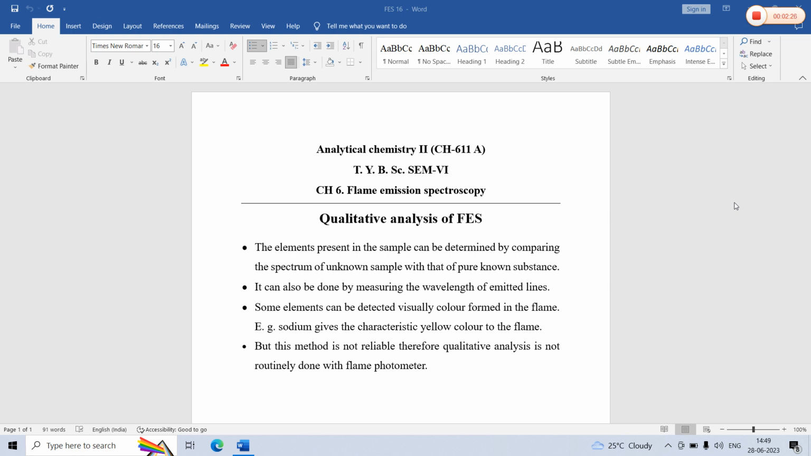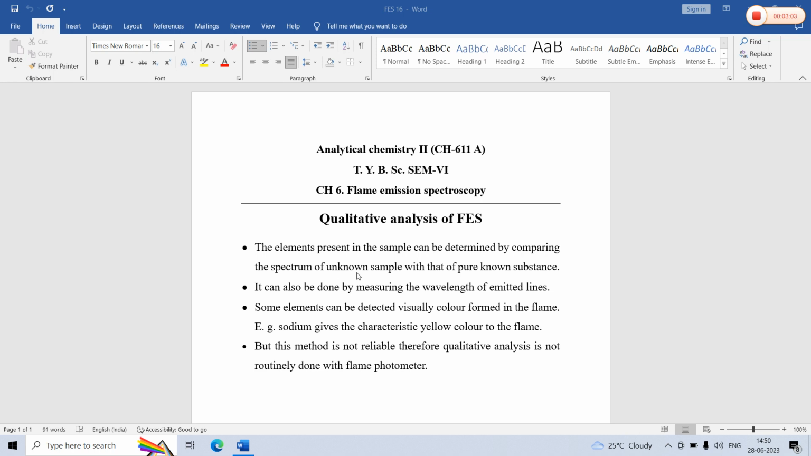So flame emission spectroscopy is used for qualitative analysis of alkali and alkaline earth metals. Sometimes rare earth elements can also be analyzed by this method. Now here the first point regarding the qualitative analysis of FES is that the elements present in the sample can be determined by comparing the spectrum of the unknown sample with that of the pure known substance.